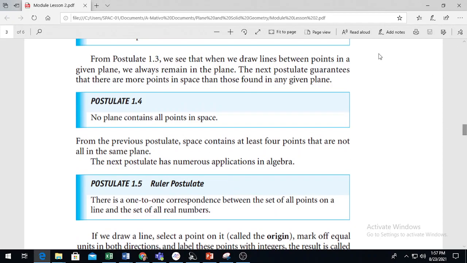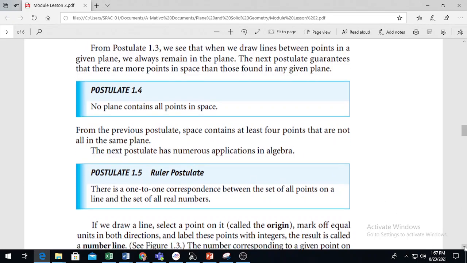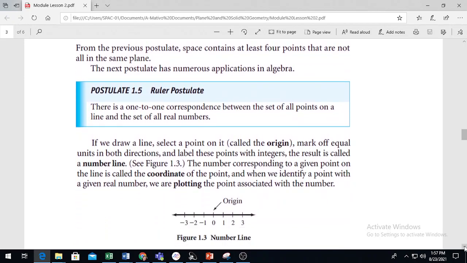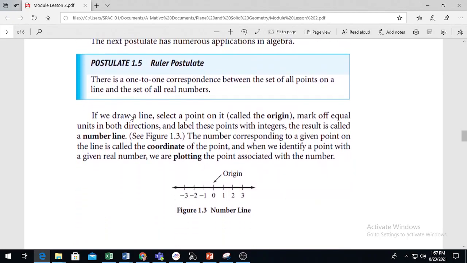Again, recall postulate 1.1, postulate 1.2, postulate 1.3, postulate 1.4: no plane contains all points in space. And postulate 1.5, the ruler postulate. It says that there is a one-to-one correspondence between the set of all points on a line and the set of all real numbers.